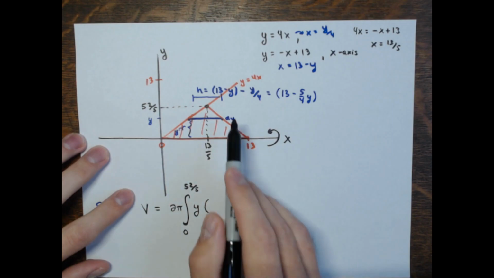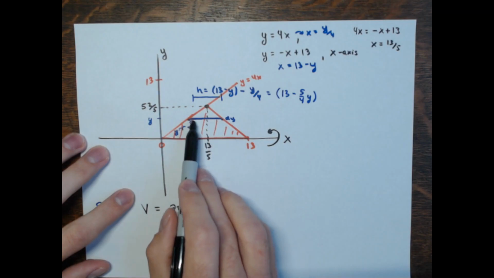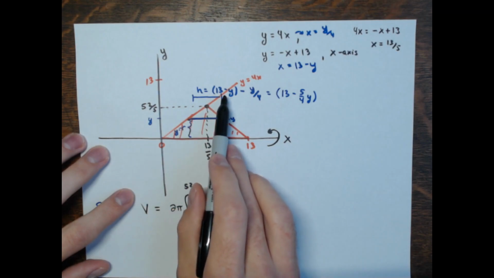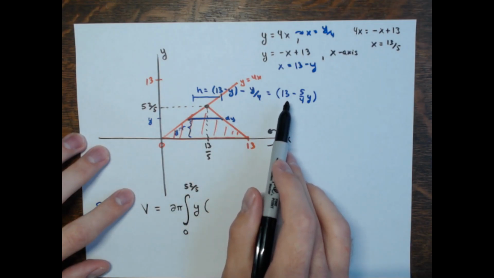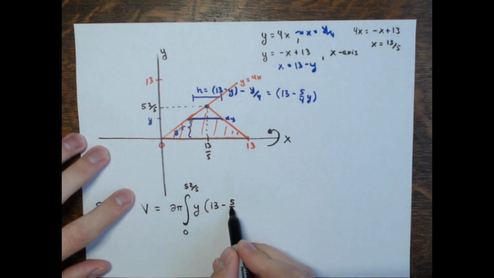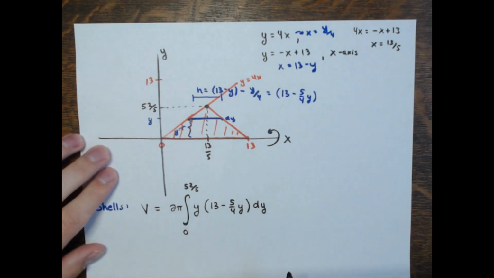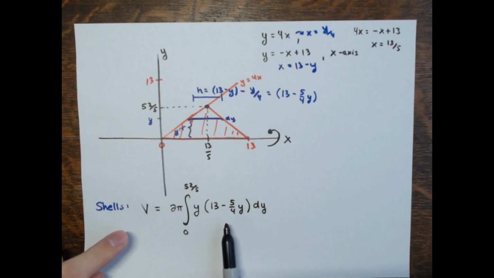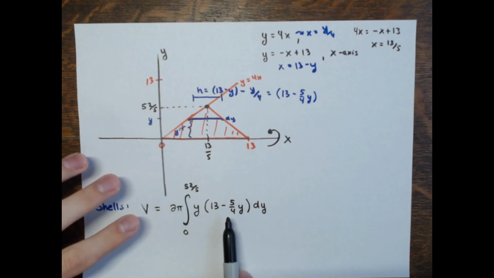And then times the height, the distance across. This would be the height of the shell, which we saw was 13 minus y, and then minus 1/4 y. So 13 minus 5/4 y. And then times the thickness, dy. So this is the integral that would be set up if I wanted the volume of this by shells. Now notice it is only a single integral.